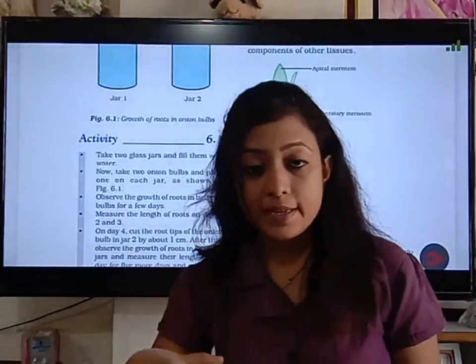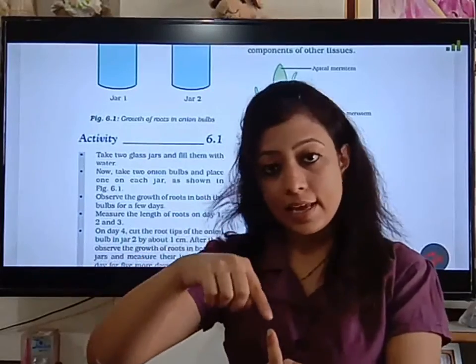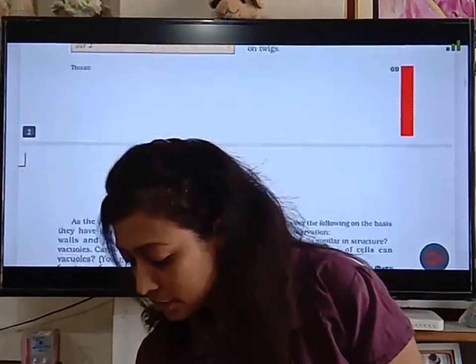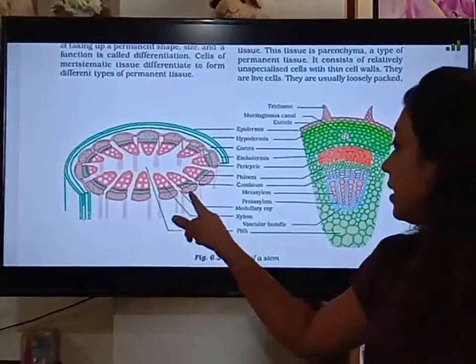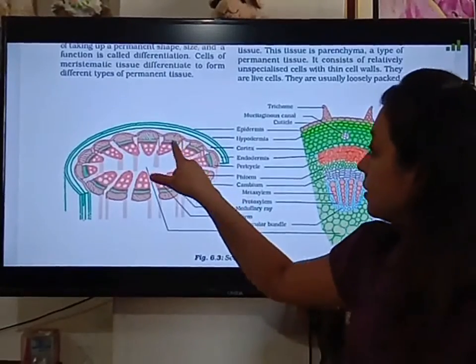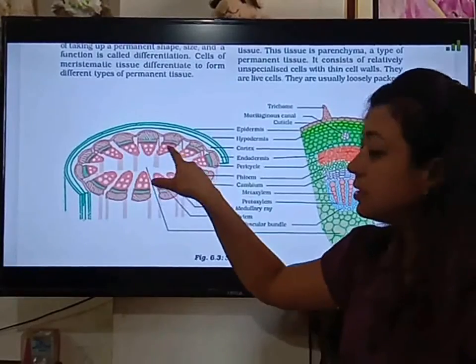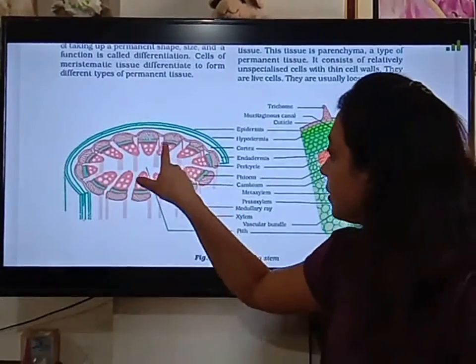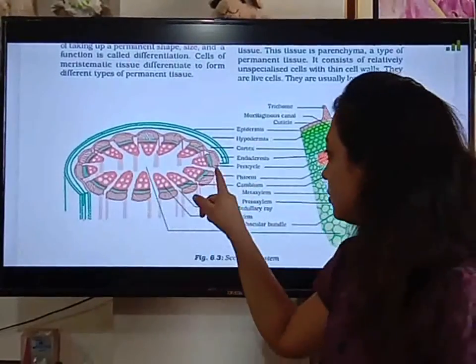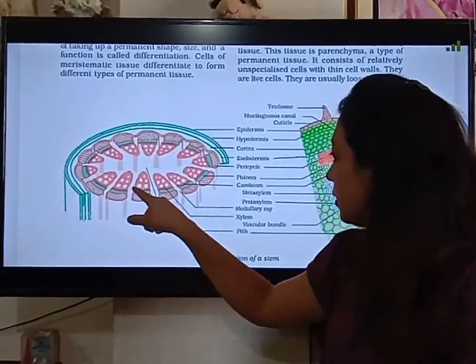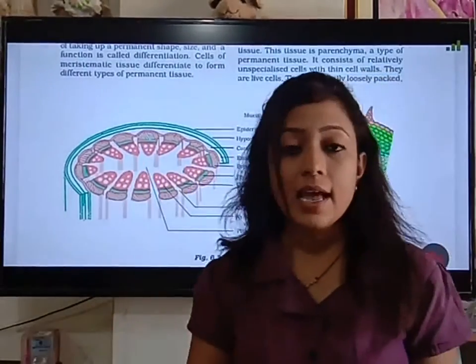This lateral meristem is located in the cambium. So where is the cambium, children? Here is the cambium. See, these red color lines are shown. Not this triangular part, this circular part. Just beneath the green patches, you can see here this red color line is the cambium.